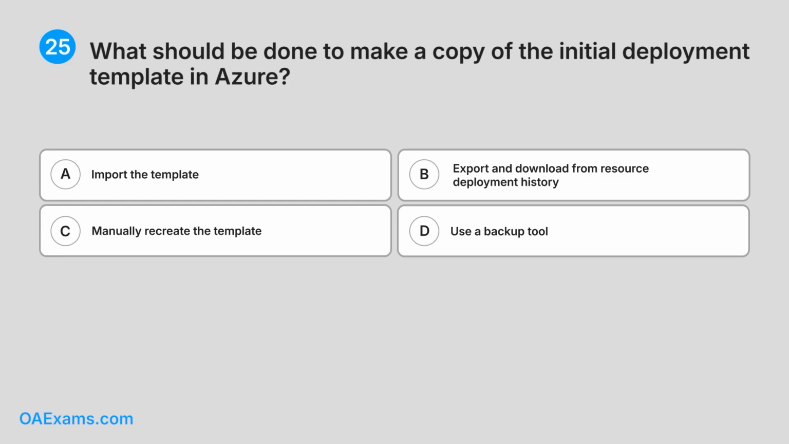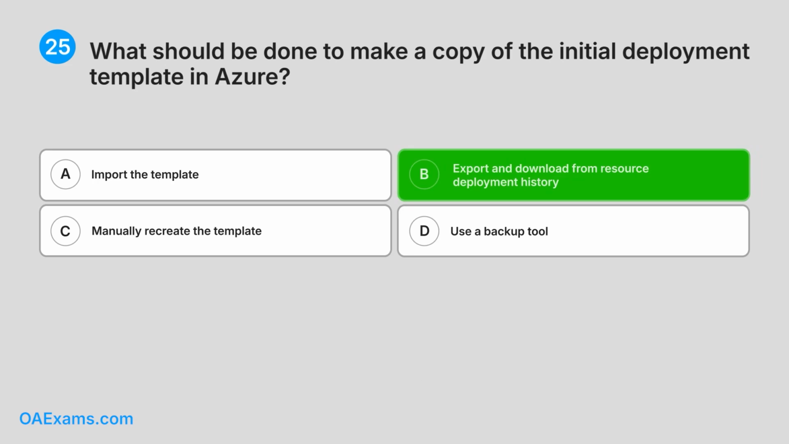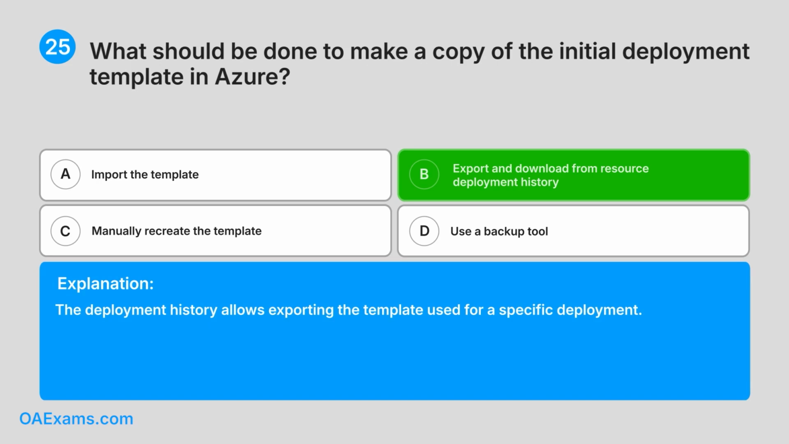Correct answer. B. Export and download from Resource Deployment History. Explanation. The deployment history allows exporting the template used for a specific deployment.